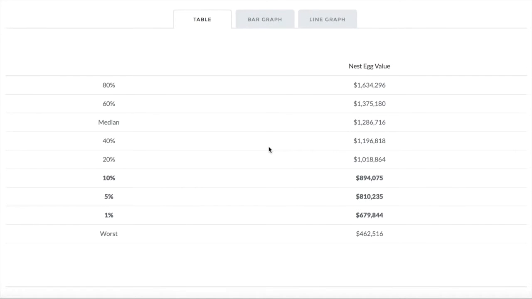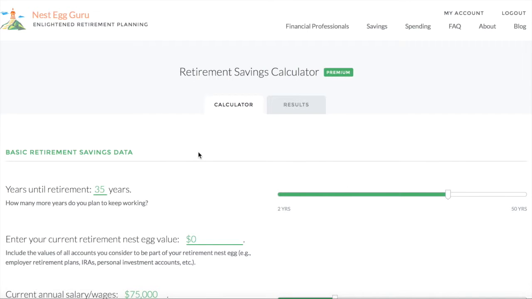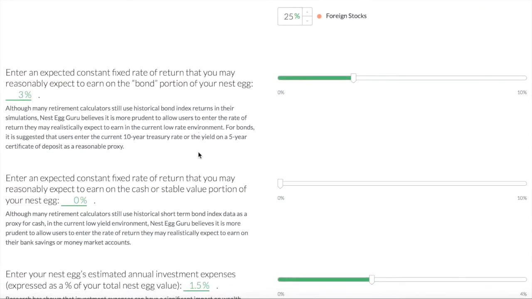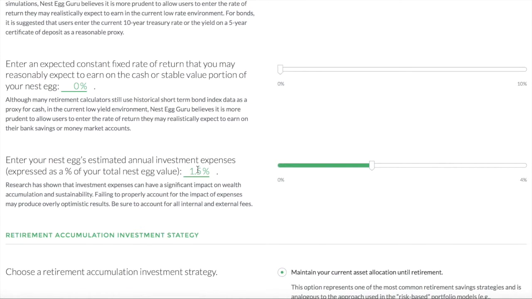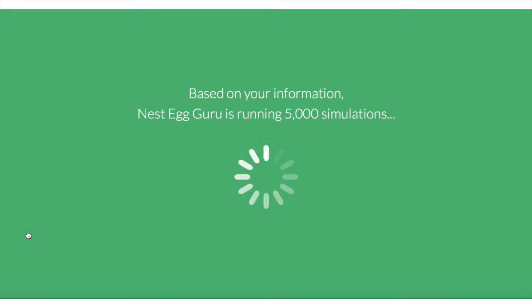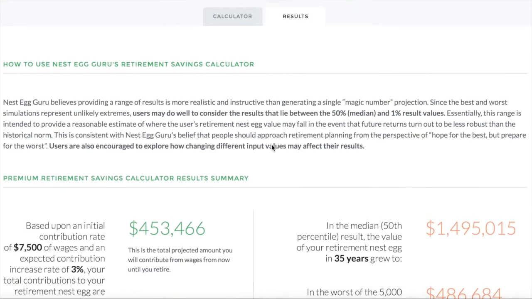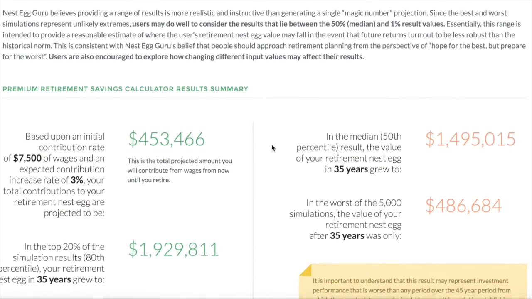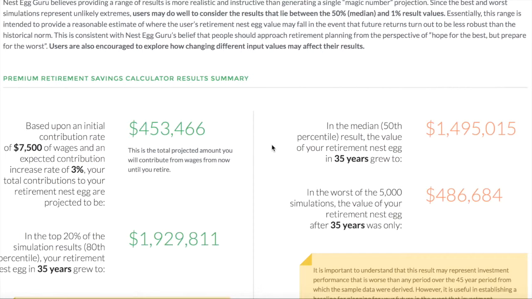Okay, now let's run the simulation again. Instead of using 1.5% as our investment expenses, let's see how the results might change if we are able to lower the investment expenses to 0.75%. Since we did not change the contribution amount, the $453,000 total contribution figure has not changed. However, the mean return is now nearly $250,000 higher at just about $1.5 million.